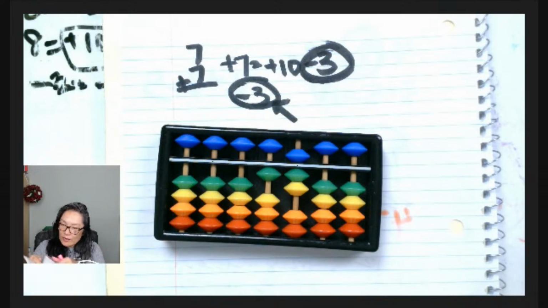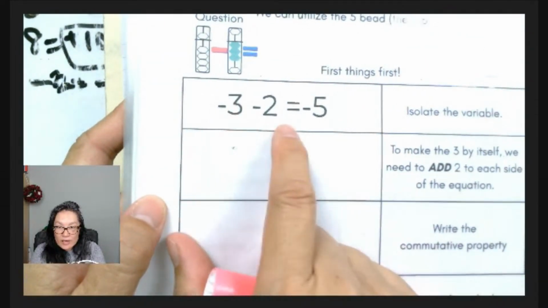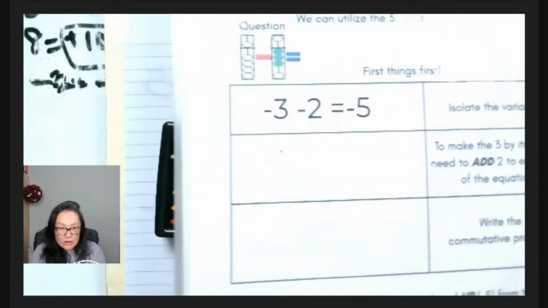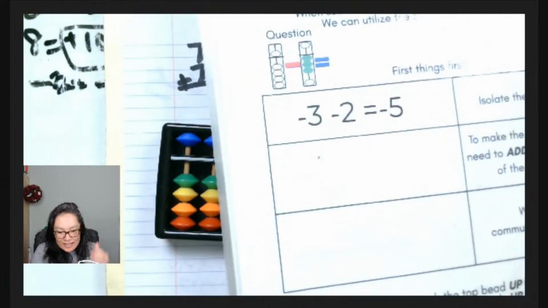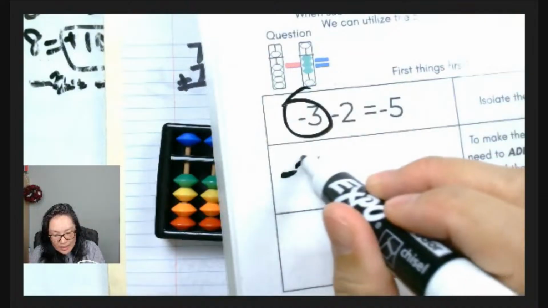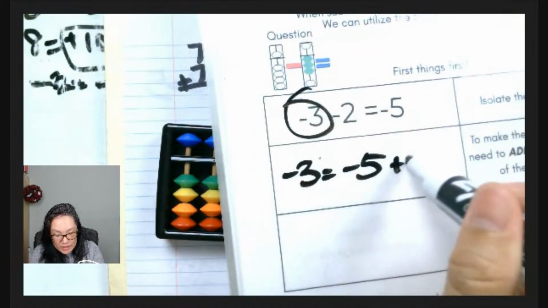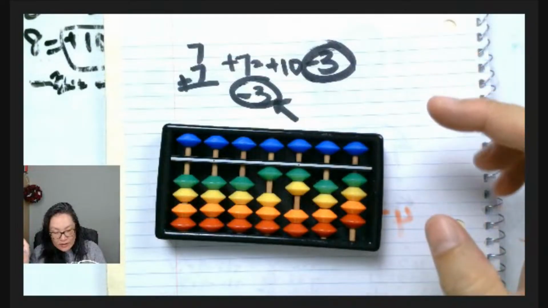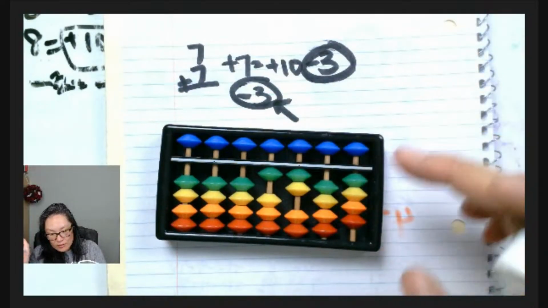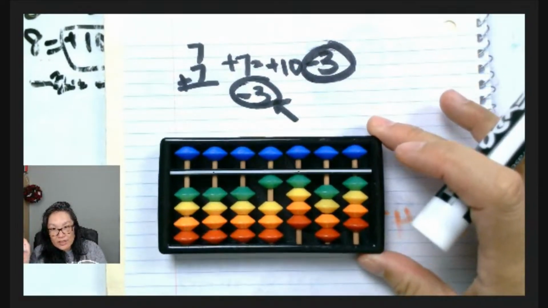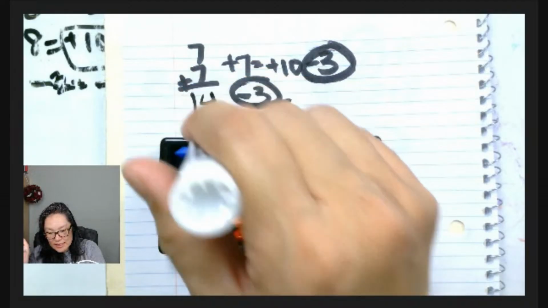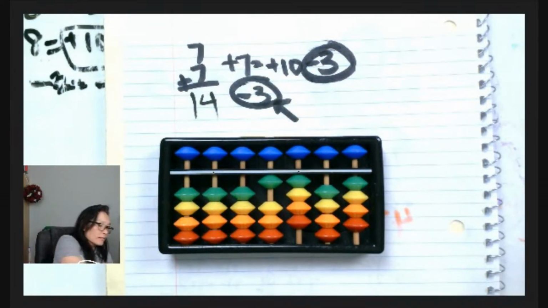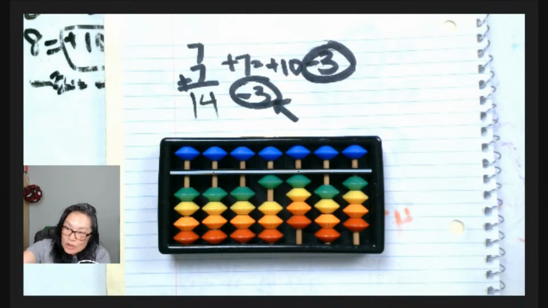Looks very familiar, doesn't it? Minus the 3. Minus the 3 minus the 2 equals minus the 1. What are we doing? We're isolating the variable. Minus 3 equals minus 5 plus 2, just as Neon said, right? Minus the 5 plus the 2. My final answer is 14. That's a two-step equation.